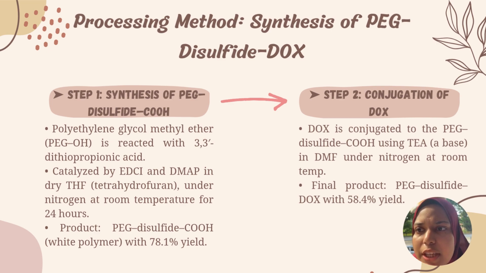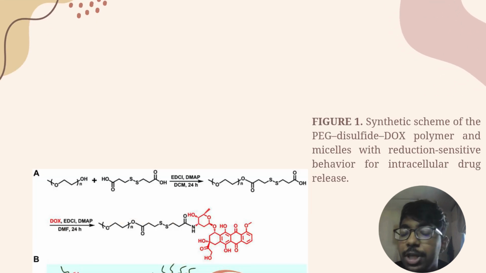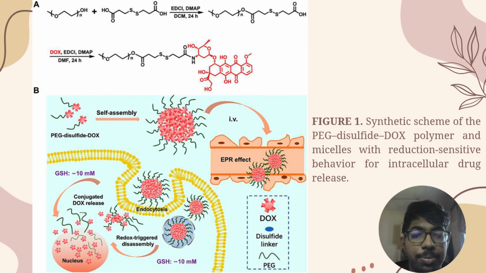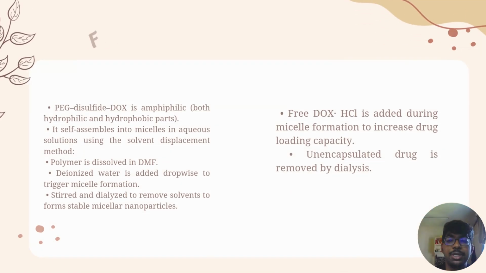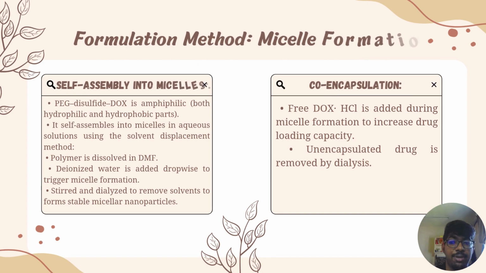DOX is conjugated to PEG disulfide COOH using PEA in DMF under nitrogen at room temperature. So the final product has a 48.4% yield. Figure 1 shows the synthetic scheme of the PEG disulfide DOX polymer and micelle with reduction-sensitive behavior for intracellular drug release. The PEG disulfide DOX conjugate is amphiphilic, meaning it has both water-loving and water-repelling parts.